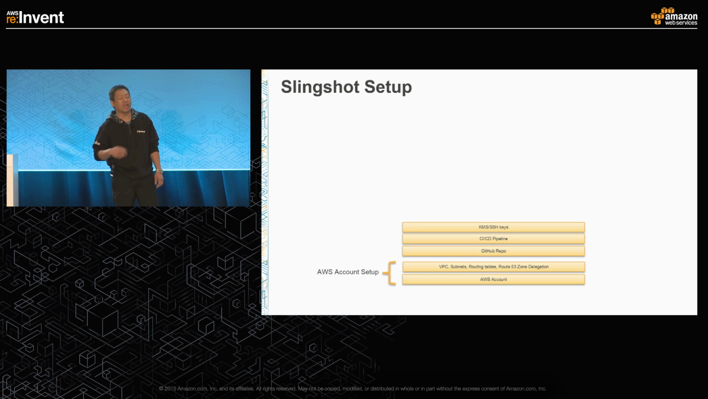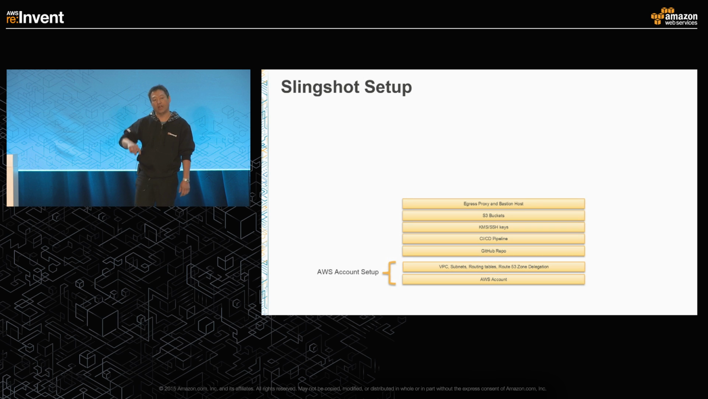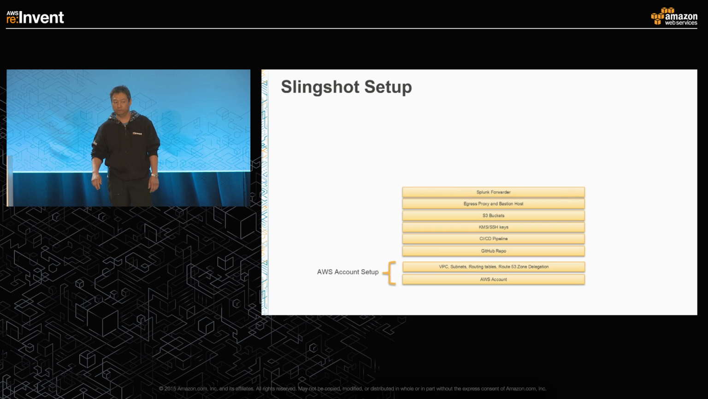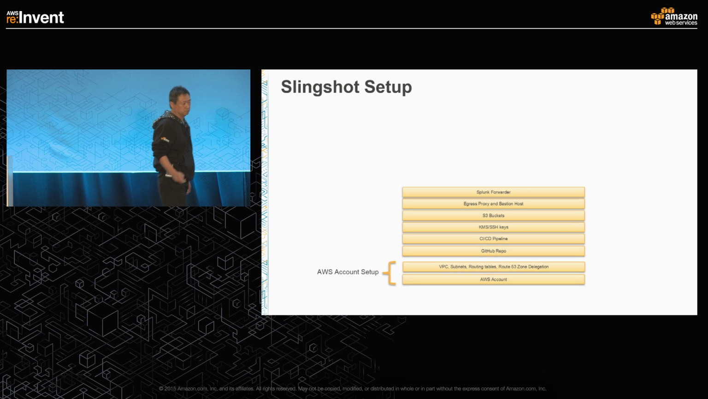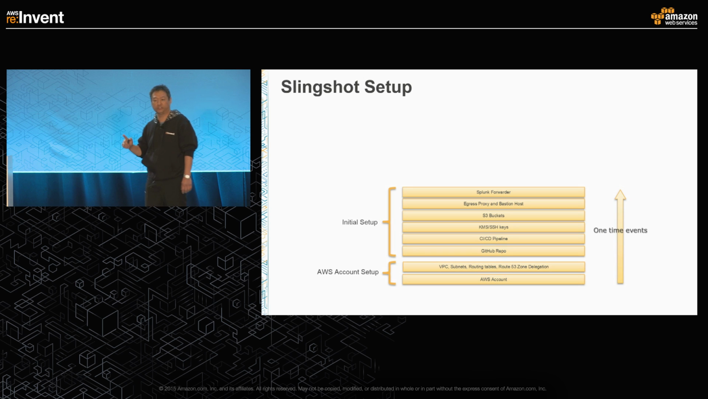Next, we'll create your KMS keys for use for encryption, and your SSH keys for your EC2 instances. Then we'll create your S3 buckets, your egress proxy for your outbound connections, your bastion host, and finally, your Splunk forwarder. I'll go through a little bit more detail on this in a bit. So this is part of our initial setup, and it's executed once per account.